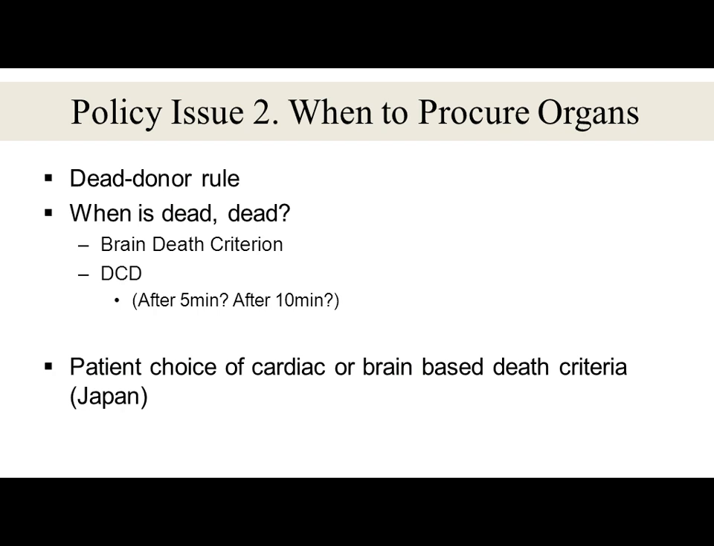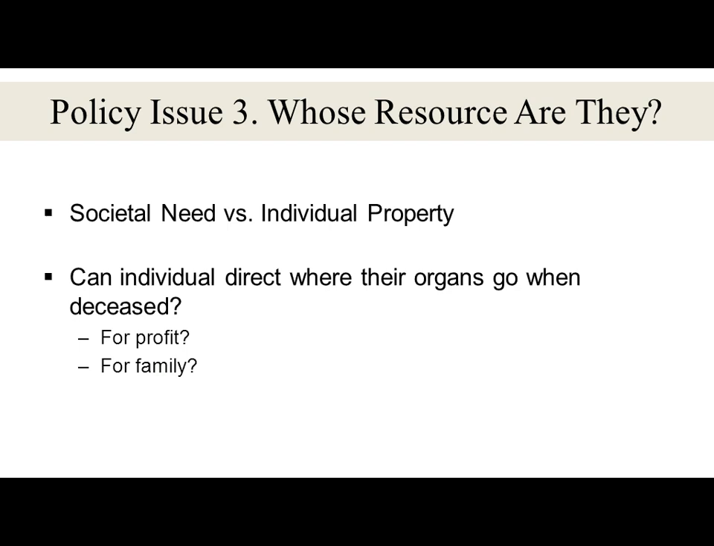And even in Ontario, we have hospitals that have different policies around this. If you were at St. Mike's, you might be alive, whereas in London you might be considered dead, a few minutes difference, but those few minutes might be, ethically speaking, very important. And then there are interesting policies like in Japan, where the patient actually gets the choice of cardiac or brain death criteria. The last big policy issue is whose resources are they?